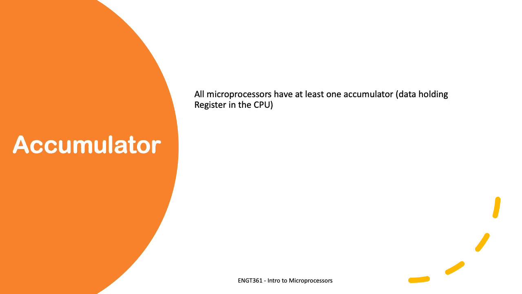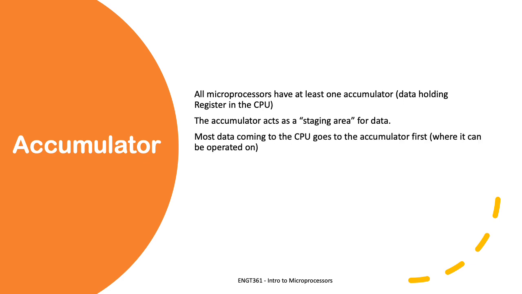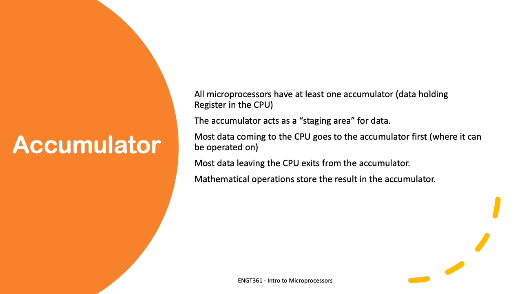All microprocessors have at least one accumulator, which is a data holding register in the CPU. The accumulator acts as a staging area for data. It is common for data coming to the CPU to go first to the accumulator, where it can be operated on. Similarly, most data leaving the CPU exits the accumulator. Mathematical operations usually store the results in the accumulator. Many of the instructions involve the accumulator in one way or another.